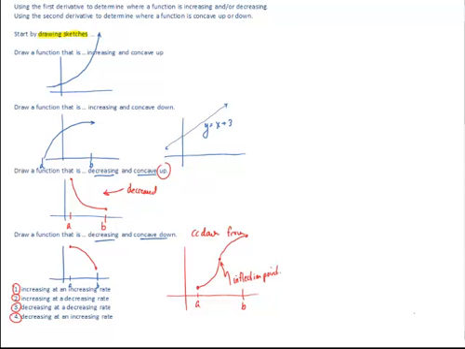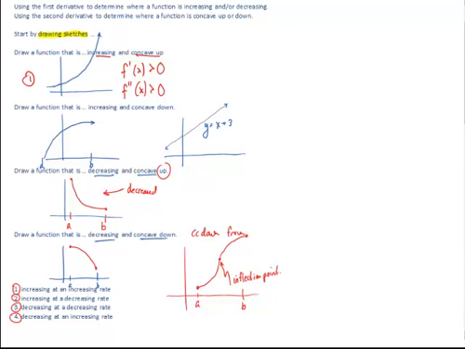Okay, so we're back, and we're going to first do increasing at an increasing rate. Well, a function that increases at an increasing rate is one that has a positive first derivative and a positive second derivative, and that would be one that looks like this one here, where the derivative was greater than 0 and the second derivative is greater than 0. So this would be choice 1.